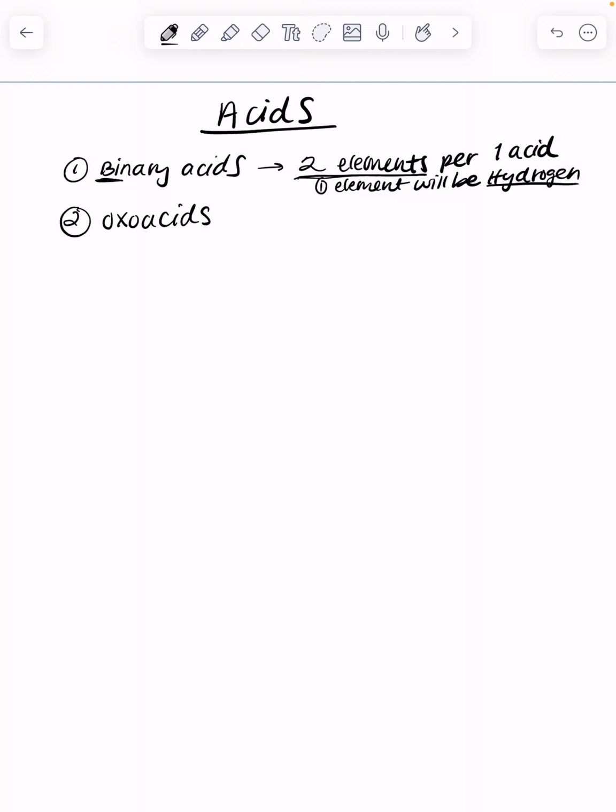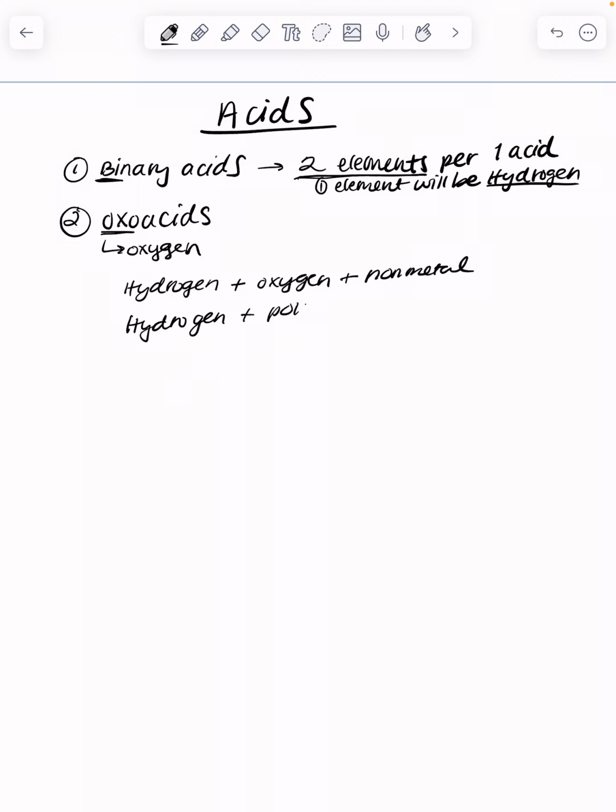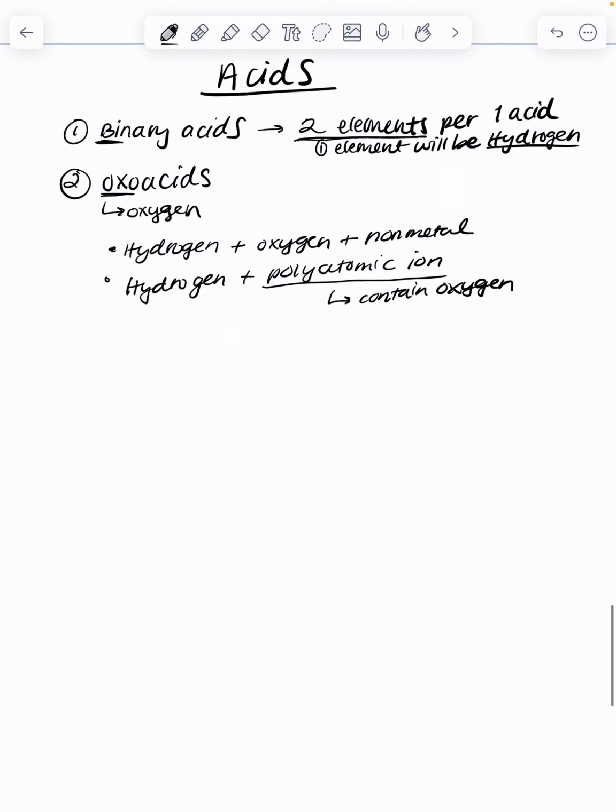Oxoacids are a little different, right? So with oxoacids, there's different kinds. We look at oxo, and this is going to tip us off that there's going to be an oxygen somewhere in there, right? So there's 2 different options here. For these, you will have a hydrogen plus an oxygen plus a nonmetal, or you will have a hydrogen plus a polyatomic ion. And all of our polyatomic ions contain oxygen. And so that's what classifies both of these as oxo acids, right? So some names for this stuff, it really varies depending on what acid you have.